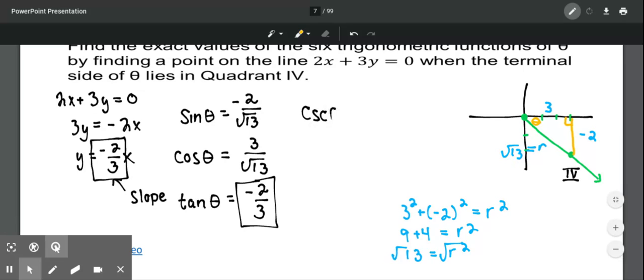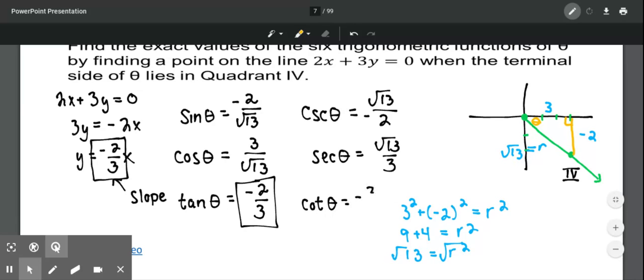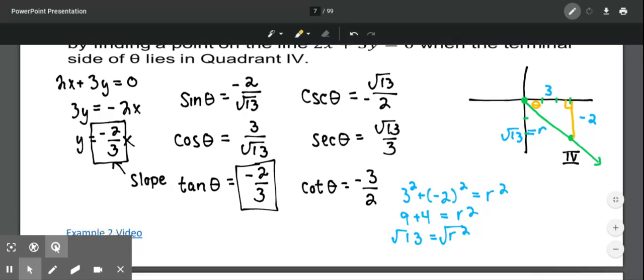The cosecant is the reciprocal of sine, so root 13 over negative 2. The secant is the reciprocal of cosine, so root 13 over 3. And the cotangent is the reciprocal of tangent, so we get negative 3 halves for that one. And those would be your 6 trig values.